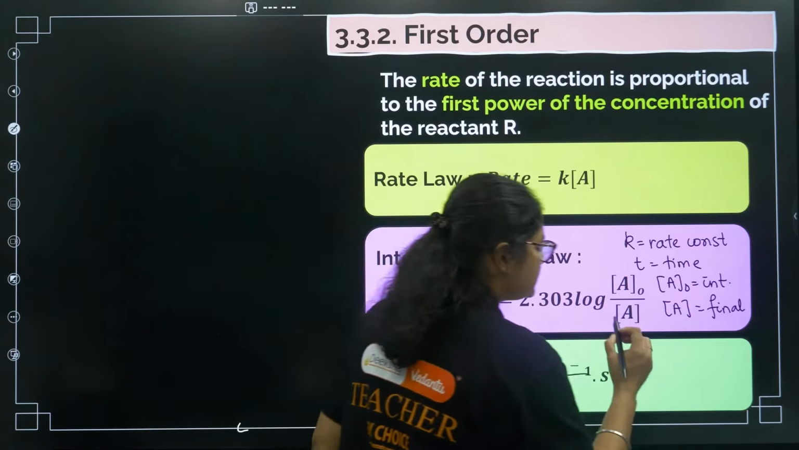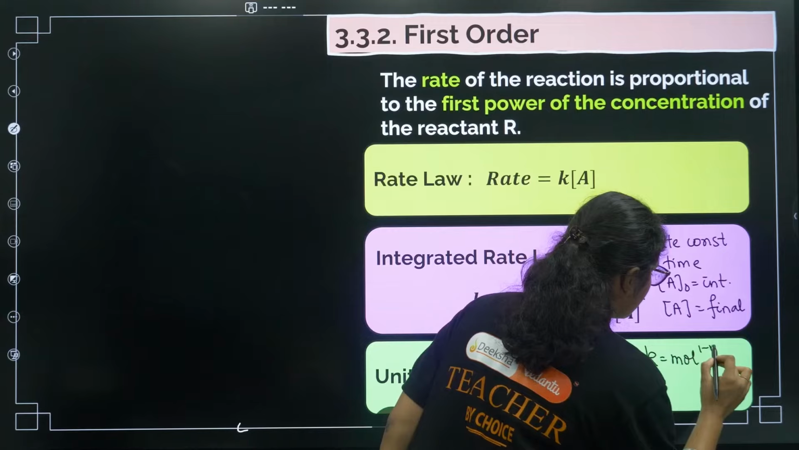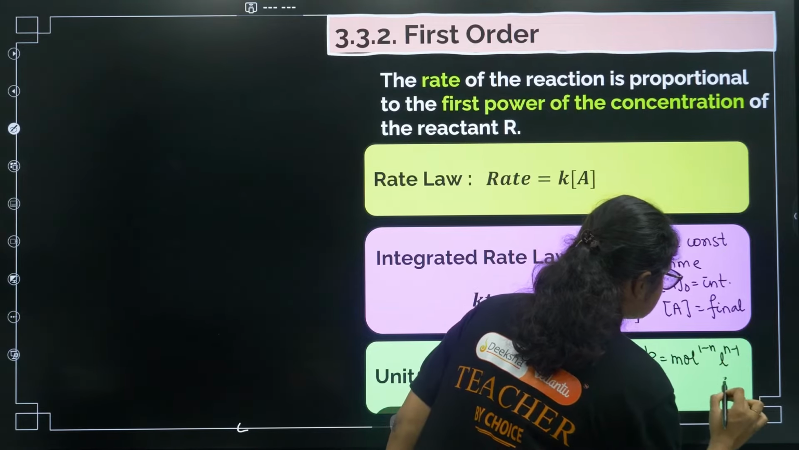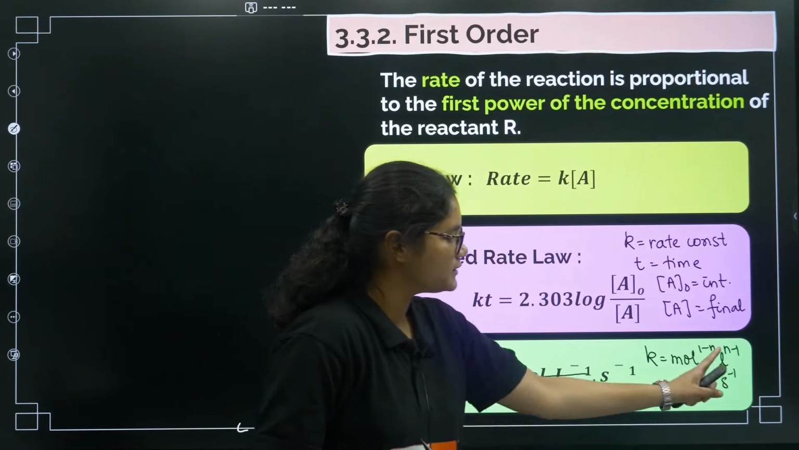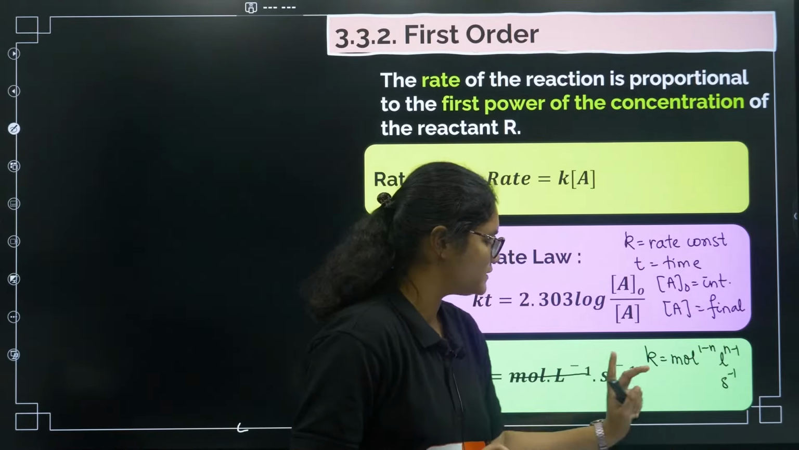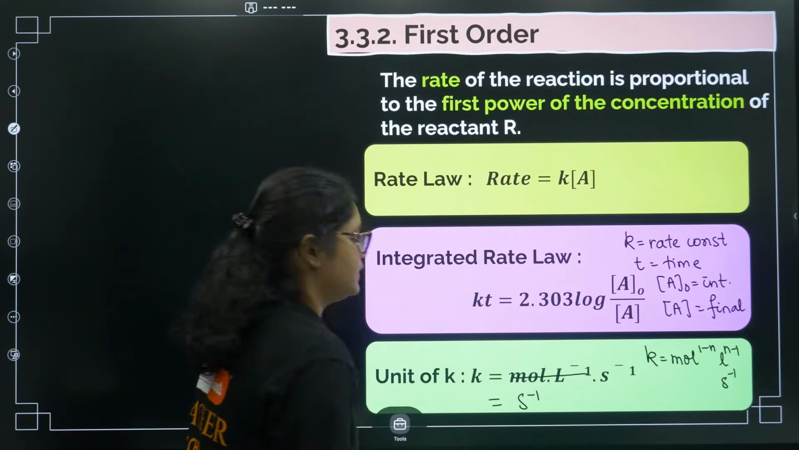Okay, now let us try. What is the general formula of K? Moles to the power 1 minus N, liter to the power N minus 1, second inverse, right? And for N you need to substitute 1. 1 minus 1 is 0, 1 minus 1 is 0, so only second inverse will be left. So what is the unit of K here? I am rewriting it, second inverse.